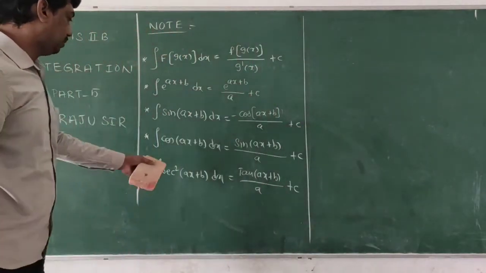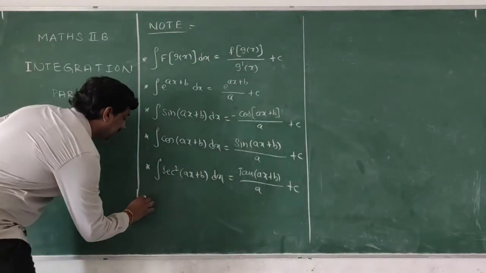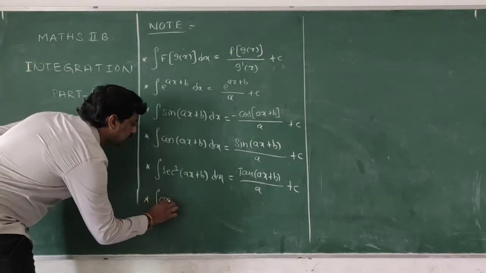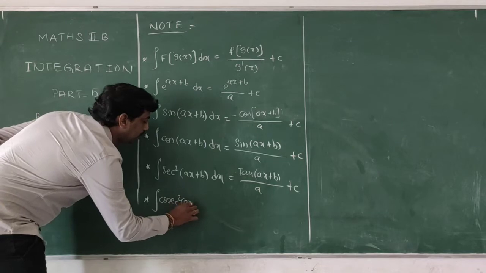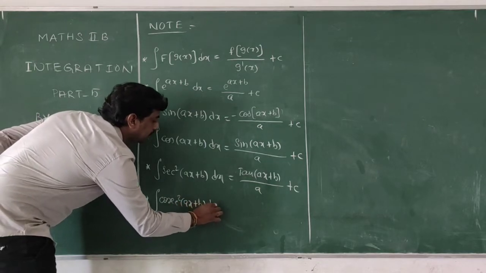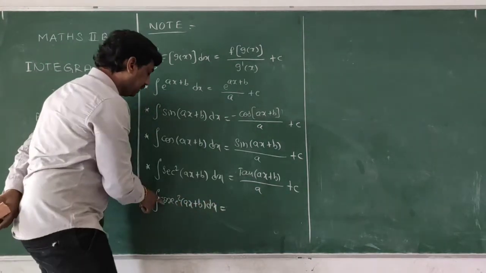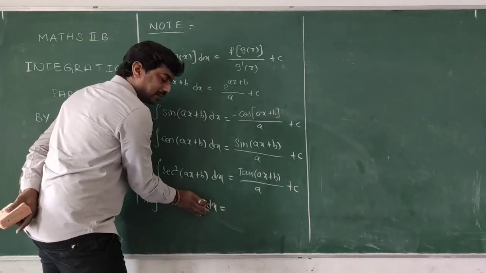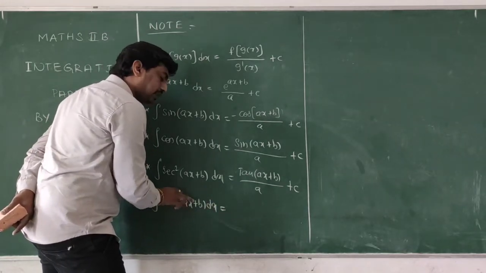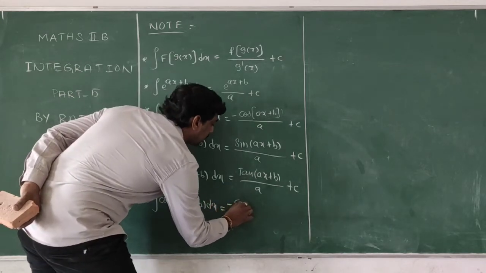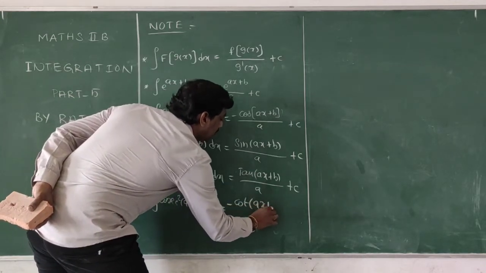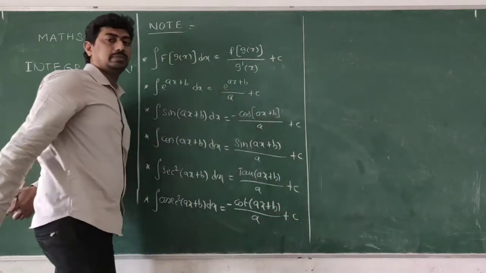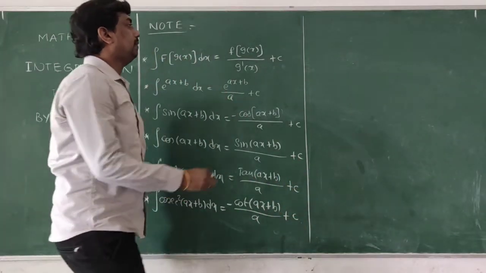Okay. Next, integration of cosecant square of ax plus b dx. It is the form of integration of cosecant square x, which is minus cot x. Here it is cosecant square of ax plus b, that's why minus cot of ax plus b by a plus c. Okay.